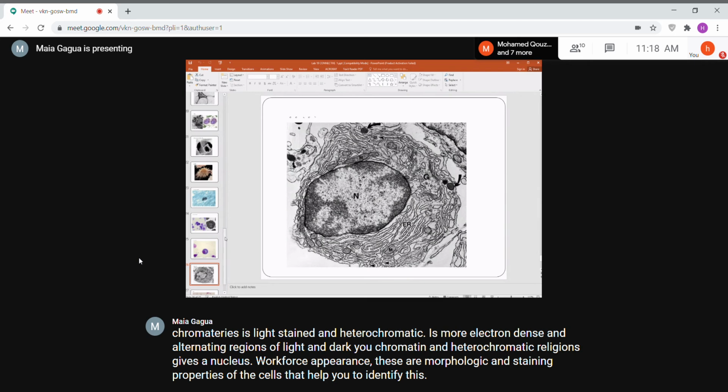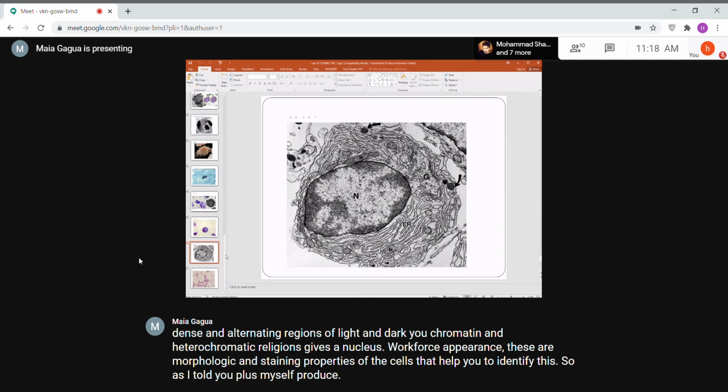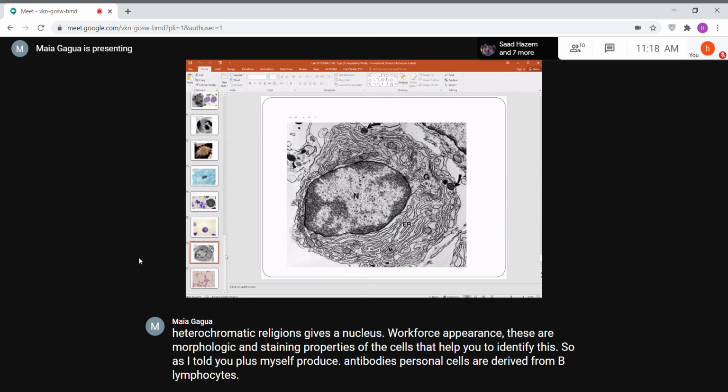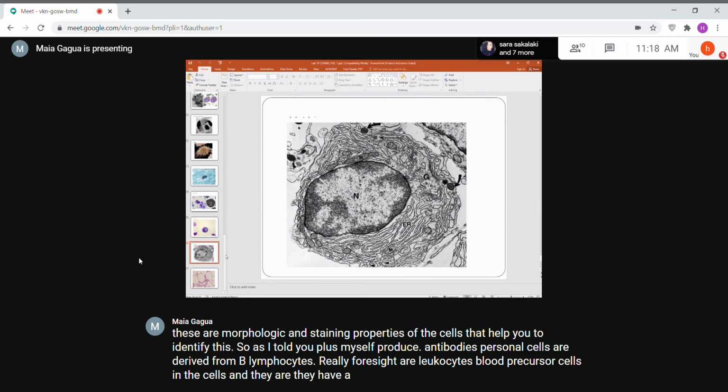So as I told you, plasma cells produce antibodies. Plasma cells are derived from B lymphocytes. B lymphocytes are leukocytes, blood cells, and they have precursor cells in the bone marrow.